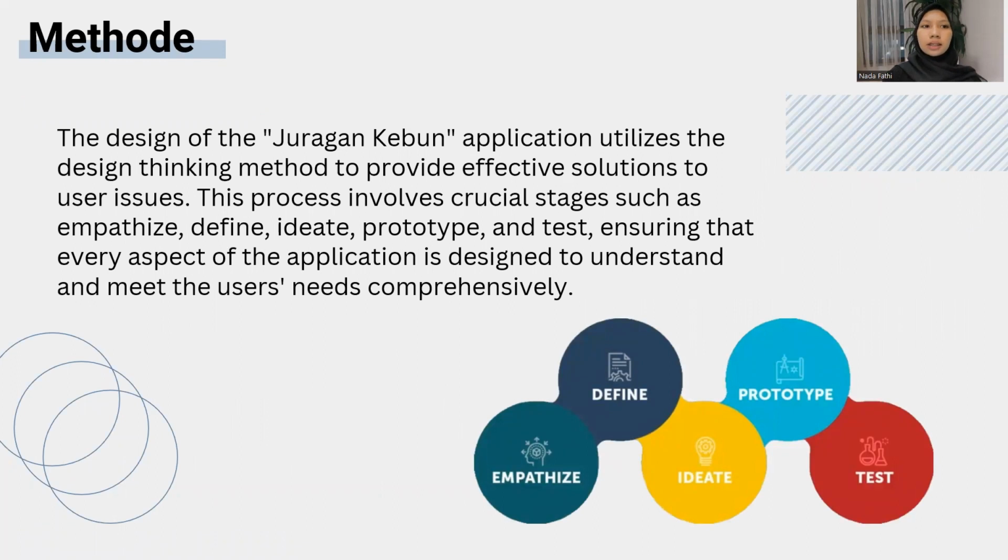And the second is method. The design of the Juragan Kebun application utilizes the design thinking method to provide effective solutions to user issues. This process involves crucial steps such as empathize, define, ideate, prototype, and test, ensuring that every aspect of the application is designed to understand and meet the user's needs comprehensively.